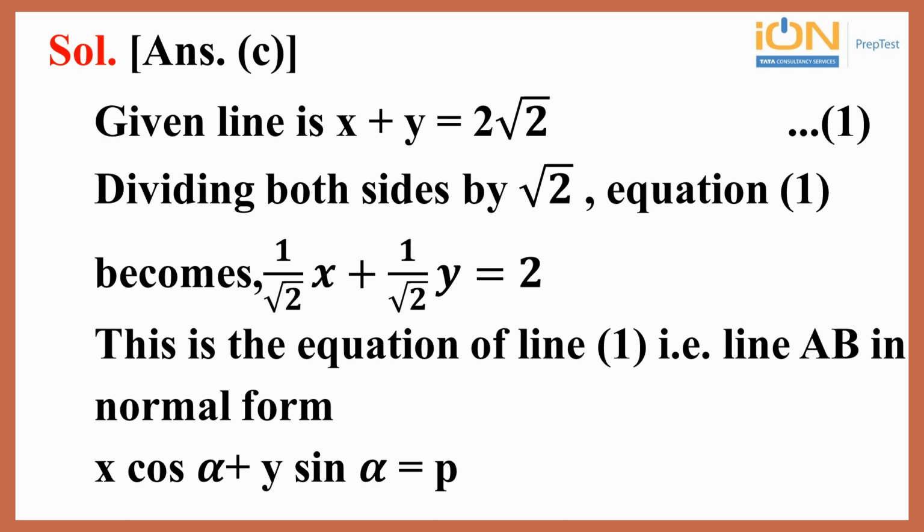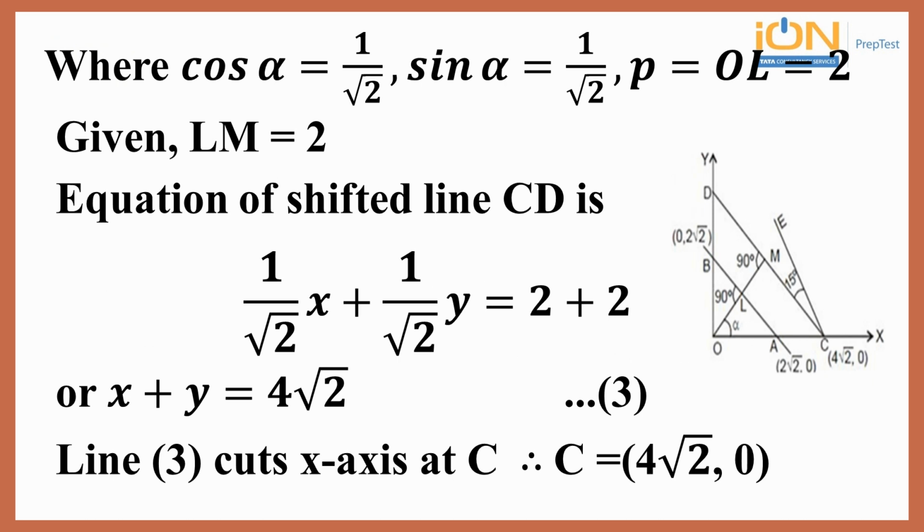P will be 2, and that will be the perpendicular distance from origin to the line. Therefore, the line AB, as you can see in the figure, is the line in its old position. It is now slid to CD, as you can see from the figure. It's moved 2 units. Previously, the distance from origin to the line was 2 units. Now, it's been shifted by 2 more units.